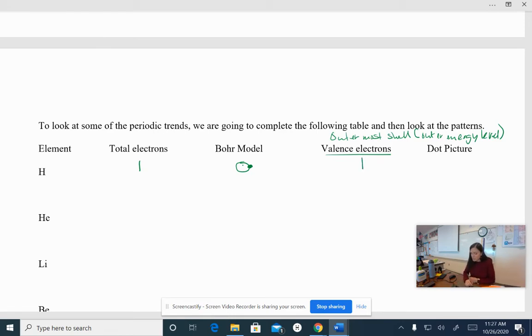So for the dot picture here, when we do a dot picture for Lewis, we take the element and then we kind of place the electrons around it, depending on how many electrons we have in that outermost shell. So that outermost shell, we have one electron. So we're going to take the symbol for hydrogen, and we're going to put one dot next to it, showing that it has one valence electron. Okay, let's move on to helium.